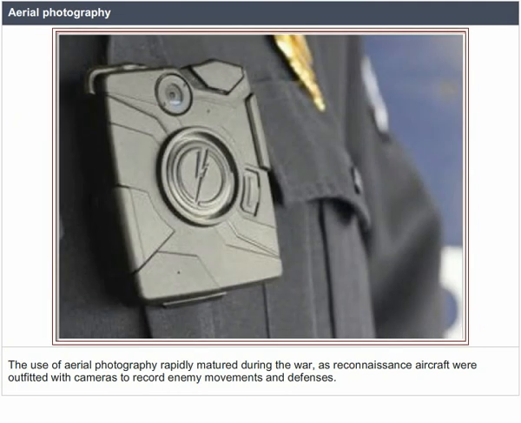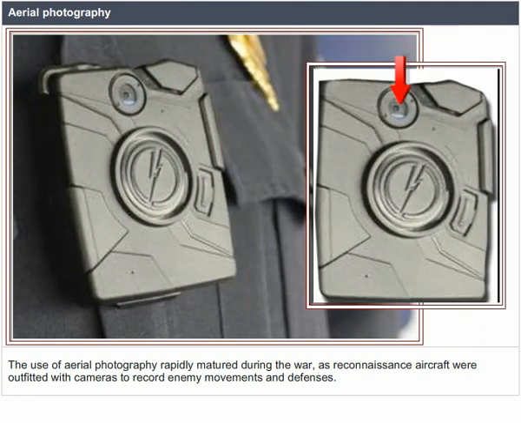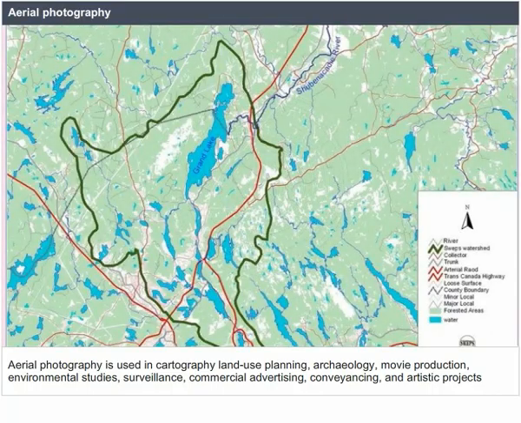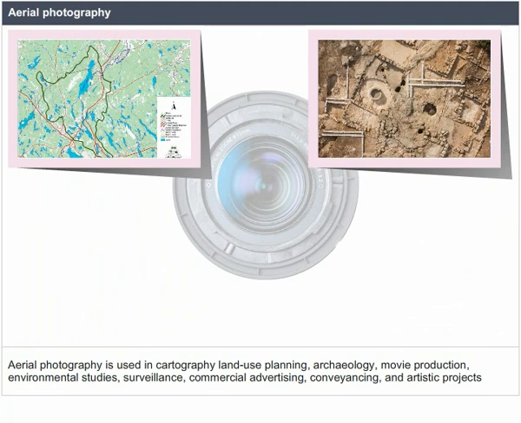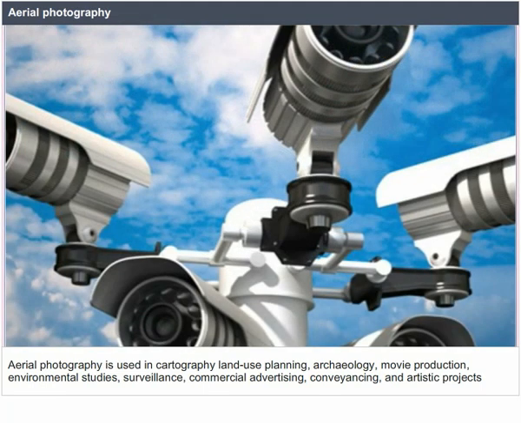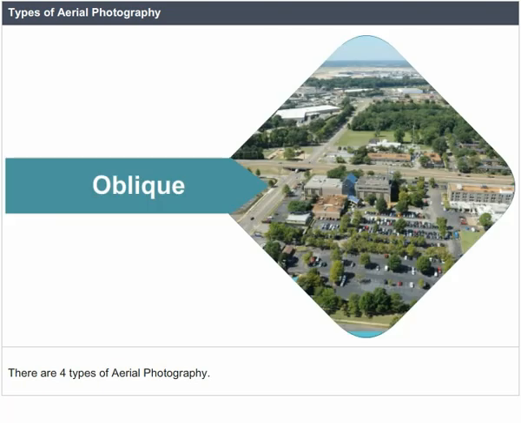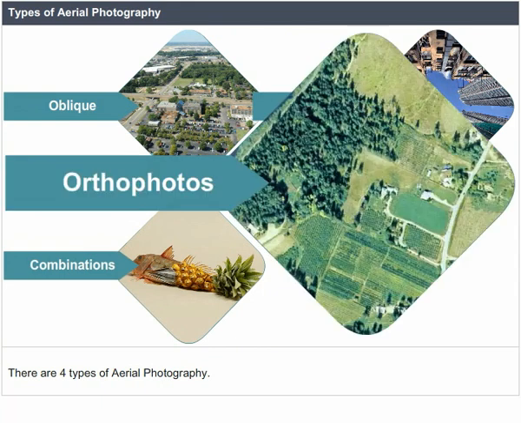The use of aerial photography rapidly matured during the war as reconnaissance aircraft were outfitted with cameras to record enemy movements and defenses. Aerial photography is used in cartography, land use planning, archaeology, movie production, environmental studies, surveillance, commercial advertising, conveyancing, and artistic projects. Types of aerial photography. There are 4 types of aerial photography. They are oblique, vertical, combinations, orthophotos.